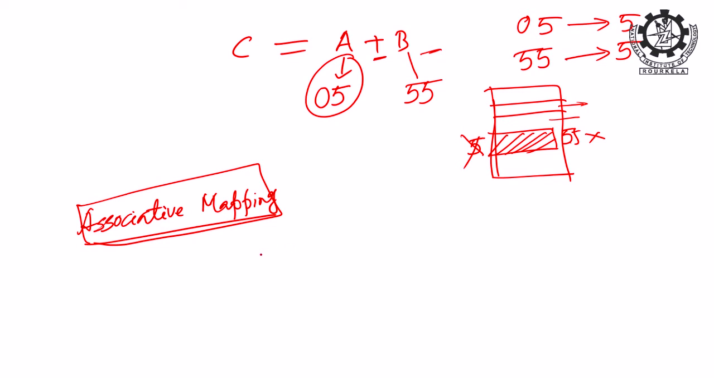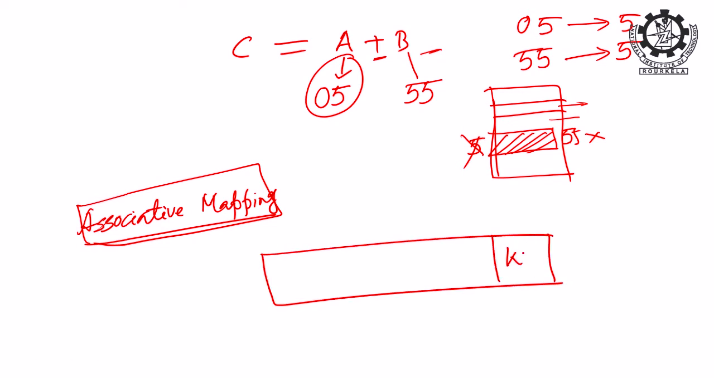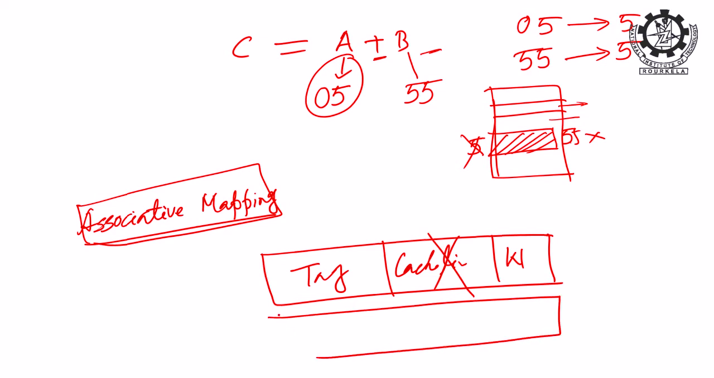Okay. So, in the earlier case, we had the word, the cache line and then the tag. Because we do not need to identify which cache line it is going to, since it can be any place until it becomes full, we remove this part here. So, in case of associative mapping, what do we need? We need only the word and tag, and tag is exactly the block number. So, this should be block number 55 or 05. So, this is the associative mapping.